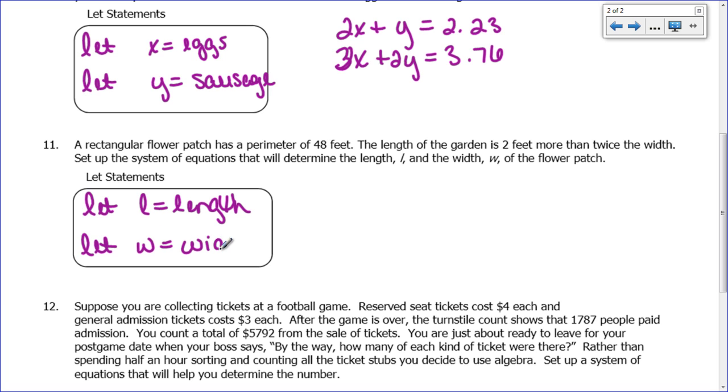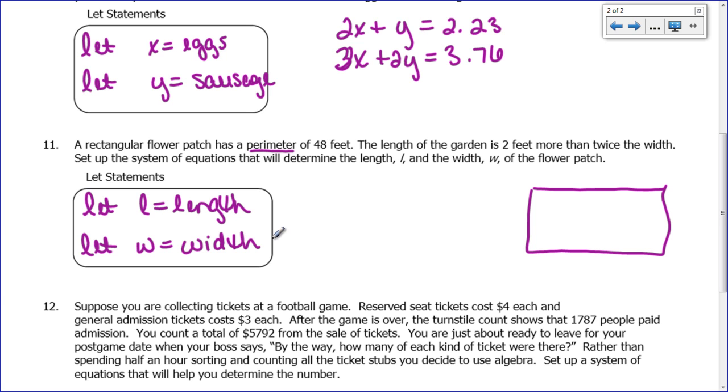And yes, you always need to write your let statements. This way you know what variables you're using and what they stand for. The first thing I know is that I have a rectangle. So over here, I'm going to draw myself a picture. I know it's a rectangle, and I know I'm dealing with the perimeter.